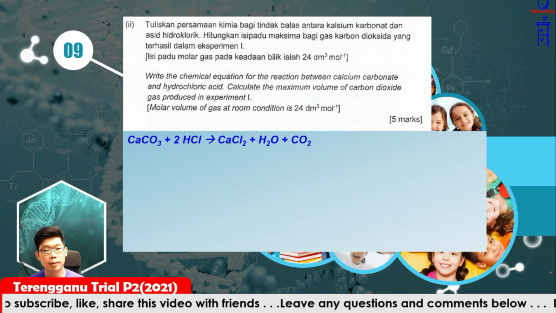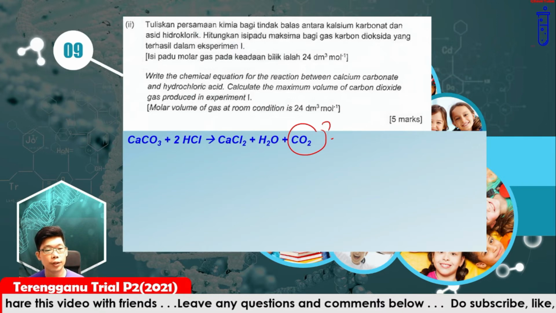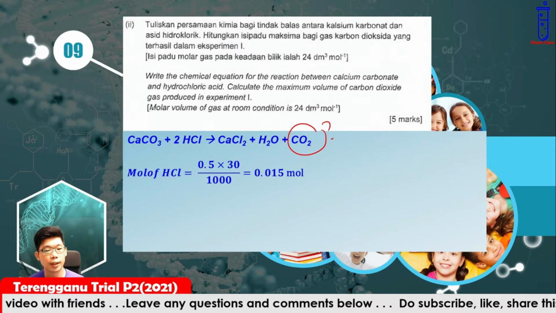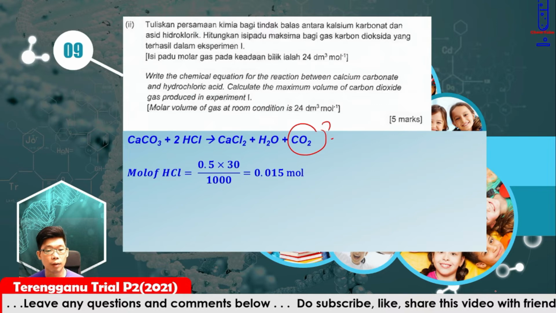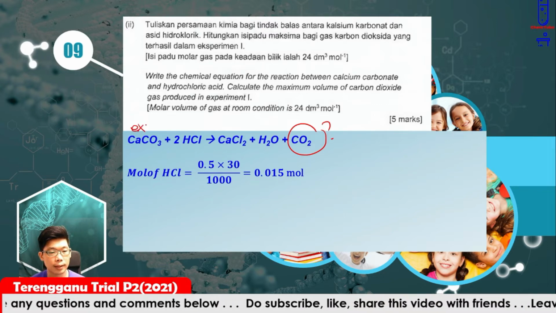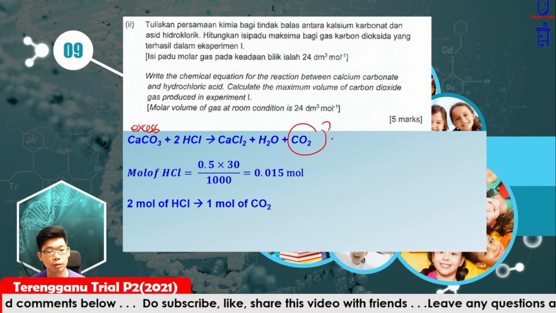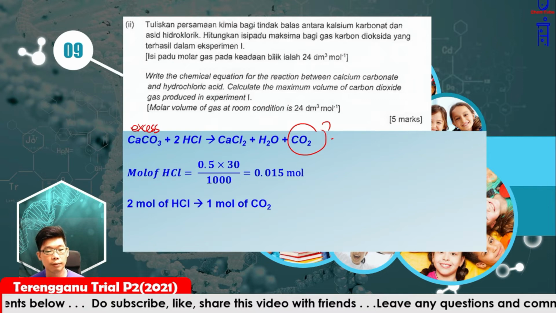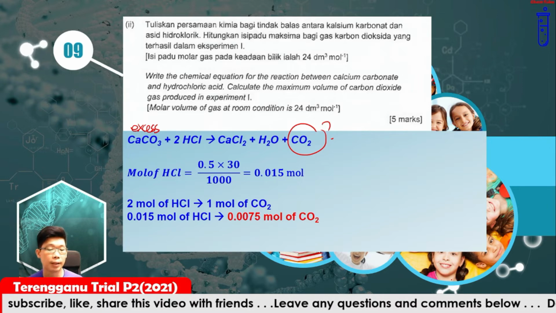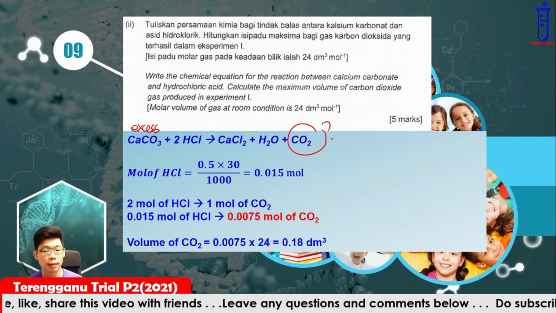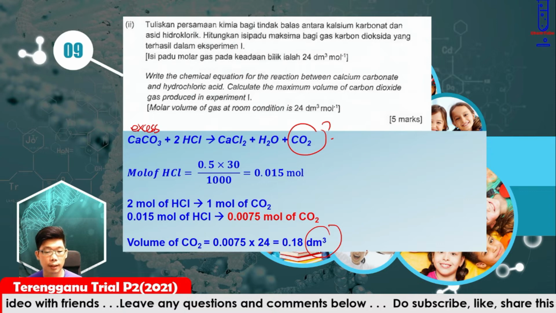Then calculate the maximum volume of the carbon dioxide gas produced. So what is the volume produced? So first we need to calculate the number of mole for the hydrochloric acid. Use MV over 1000. So you'll get 0.015 mole. Okay, because the calcium carbonate is in excess in the question. So mole ratio, 2 mole of hydrochloric acid produces 1 mole of carbon dioxide. So if 0.015, it would be half, right? 0.0075 mole of carbon dioxide. So if we want to find the volume, mole times molar volume, you get 0.18 cubic decimeter. Unit must be stated correctly.